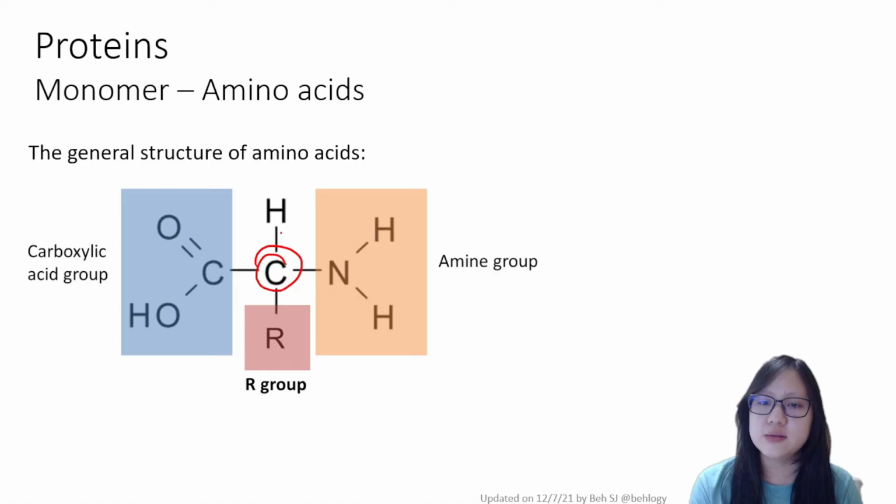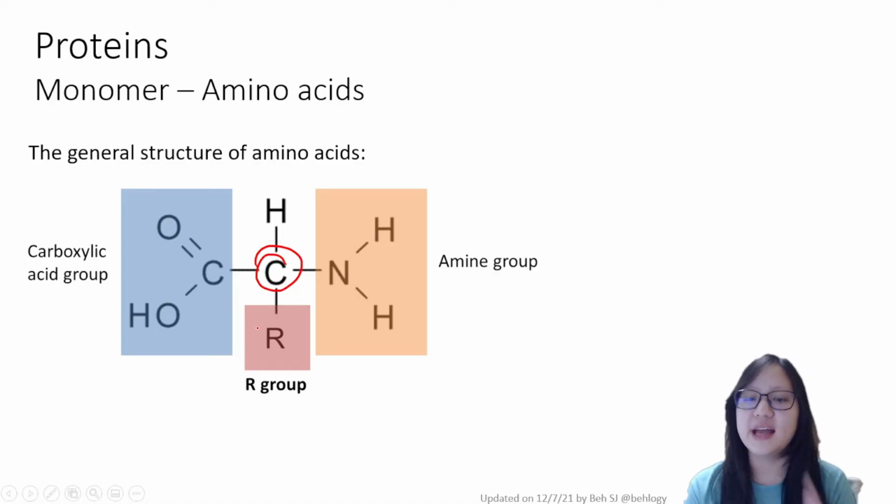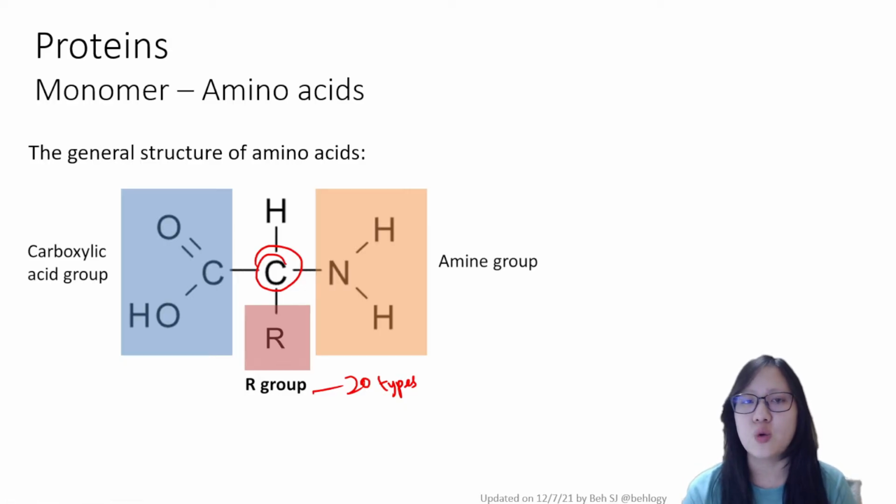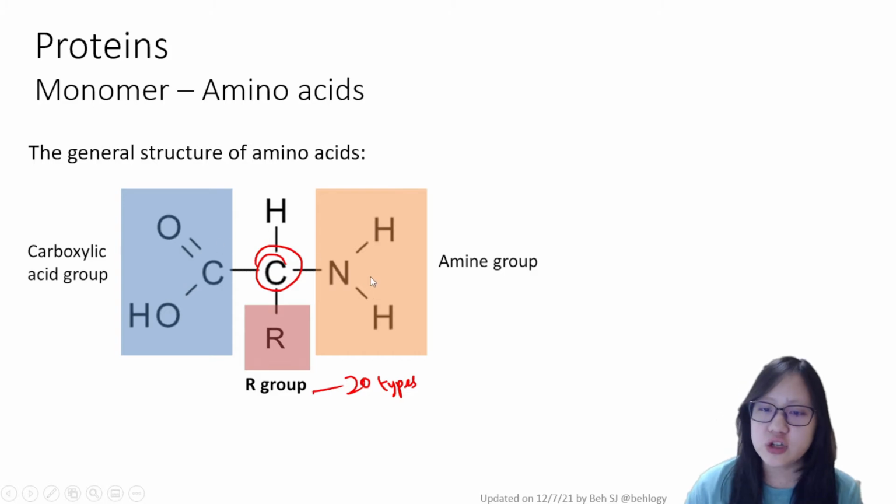This central carbon atom is always connected to hydrogen and then an R group, which could be anything. There are 20 different types of R groups, which fortunately you don't need to know. You only need to know how to draw one or two of them. So this is the general structure of amino acids.